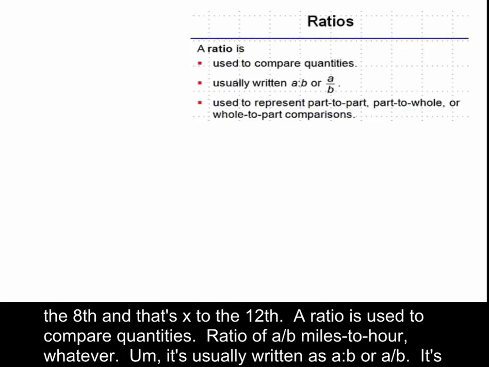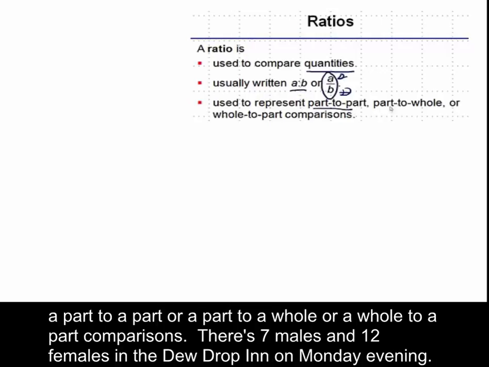A ratio is used to compare quantities, ratio of A to B, miles to hour, whatever. It's usually written as A to B or A:B. It's a part to a part, or part to a whole, or whole to a part comparison.